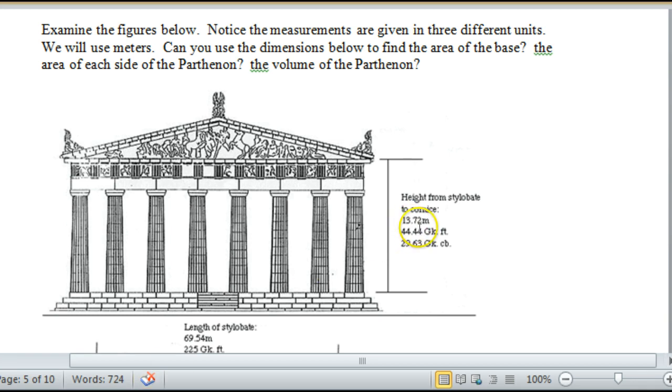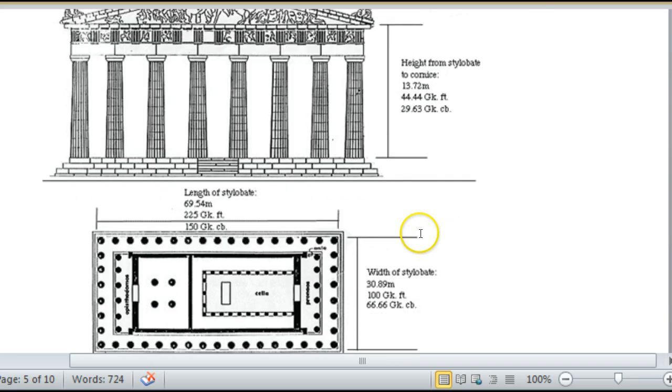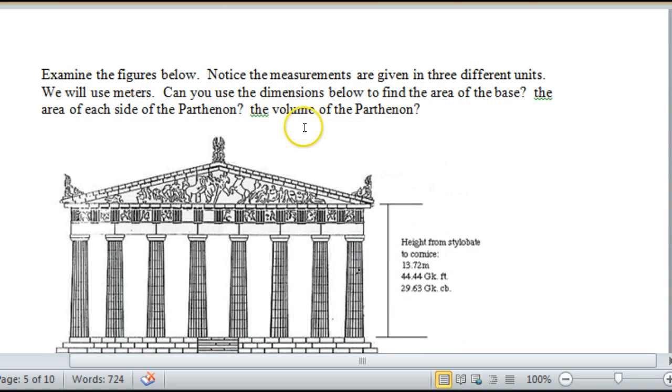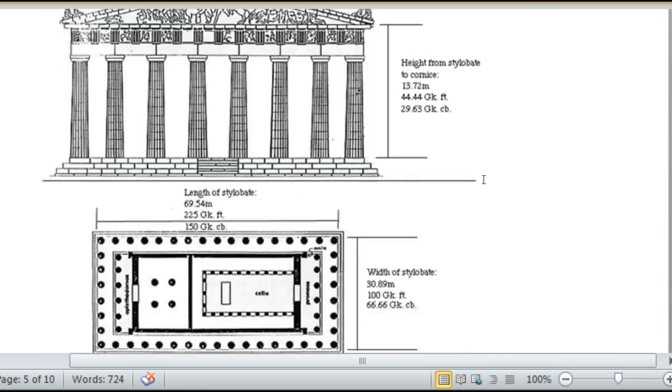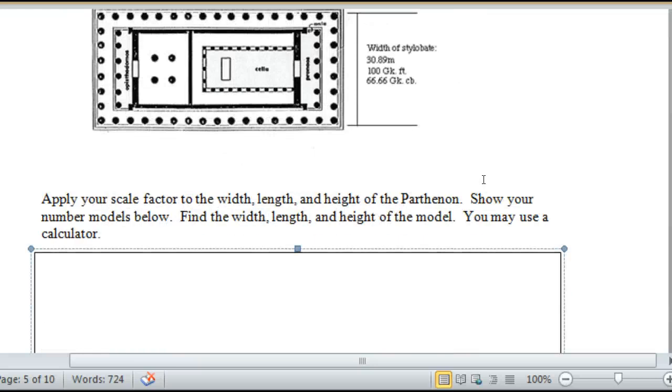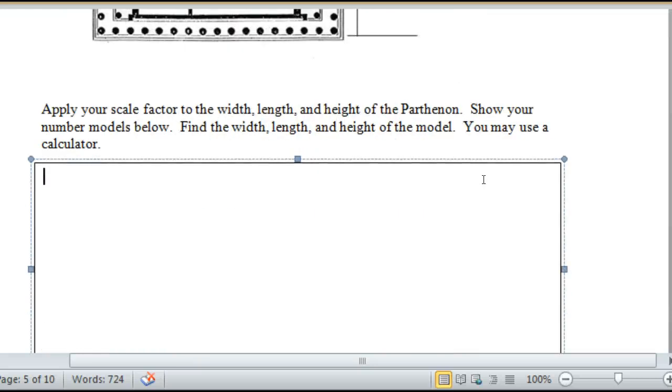There it is, 13.72. The length of the stylobate. The stylobate is the base of the Parthenon. That's 69.54 meters, and the width of the stylobate is going to be 30.89 meters. So we're going to be discussing that today. The questions up here above, we're going to be doing tomorrow in class, but today we're just going to be finding the scale factor. So we're going to use these measurements in meters to figure out what's an appropriate scale factor for our model.